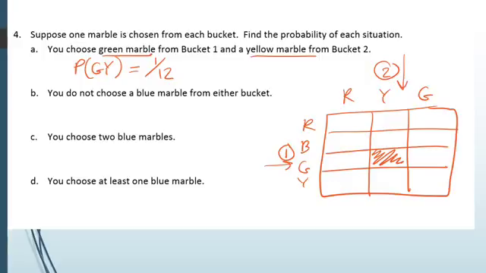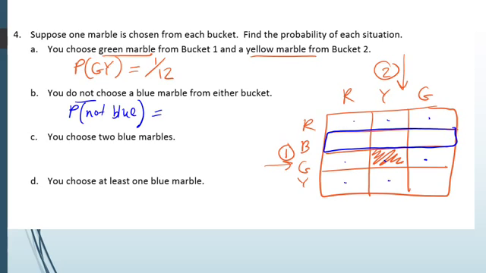Then the probability that you do not choose a blue marble from either bucket. Well, I notice this column for blue is right here, so all of these are going to have a blue in them, but I do not want to choose a blue. So the probability of not getting a blue is all of the rest of the ones that are there, right? So 1, 2, 3, 4, 5, 6, 7, 8, 9. So 9 out of 12, or I can simplify that to 3 out of 4.